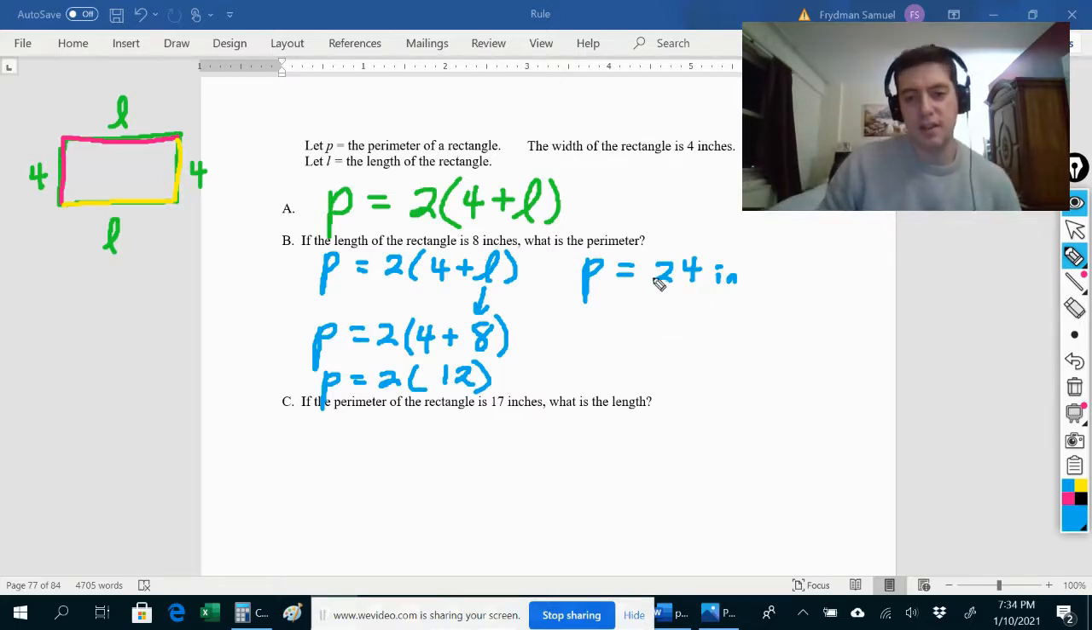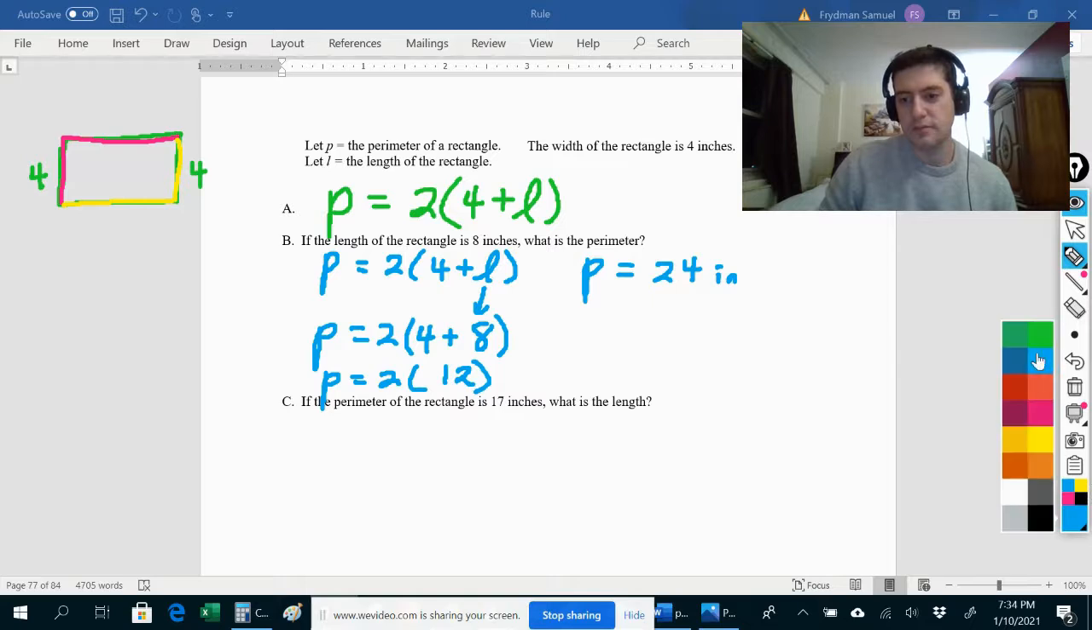Now let's see if that answer does actually make sense. If I go back to this problem, I'm being told that the length of the rectangle is 8 inches.